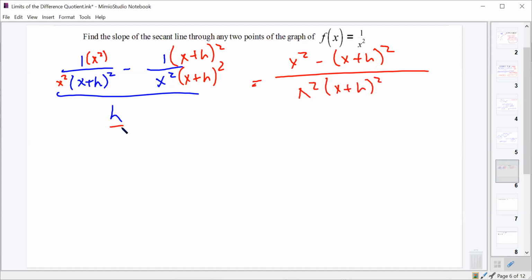Now that's all over h, and this is h over 1 in the denominator, right? Since it's a fraction divided by a fraction, I could multiply by the reciprocal, and where's that h going to end up? In the denominator. So we have x squared minus (x plus h) squared over x squared, (x plus h) squared, h. So far good? Yeah. All right. Let's take the (x plus h) squared and expand that out.